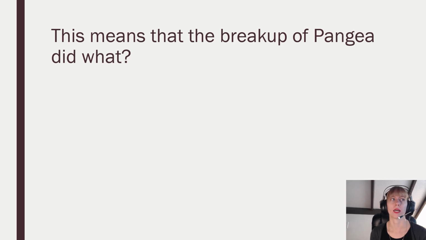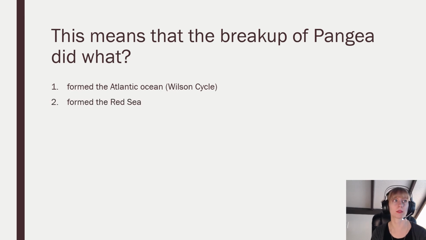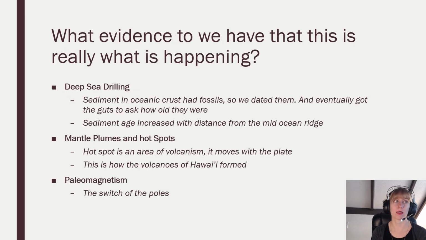So this means the breakup of Pangea did what? It formed the Atlantic Ocean. It had a Wilson cycle. It formed the Red Sea. Evidence we have that this is really what is happening: we have multiple lines. Big ones are going to be deep sea drilling, mantle plumes and hotspots, and paleomagnetism.